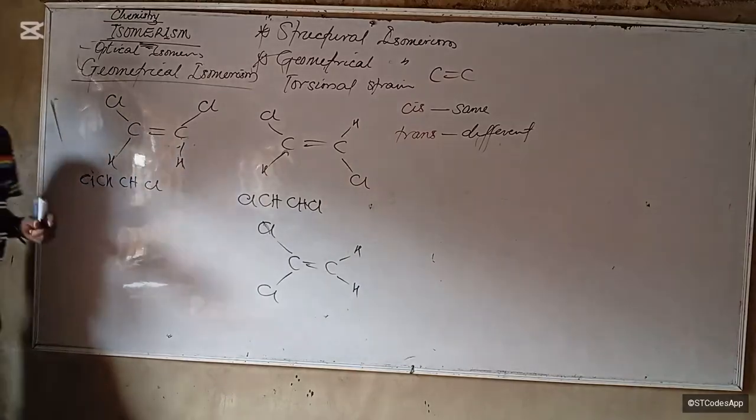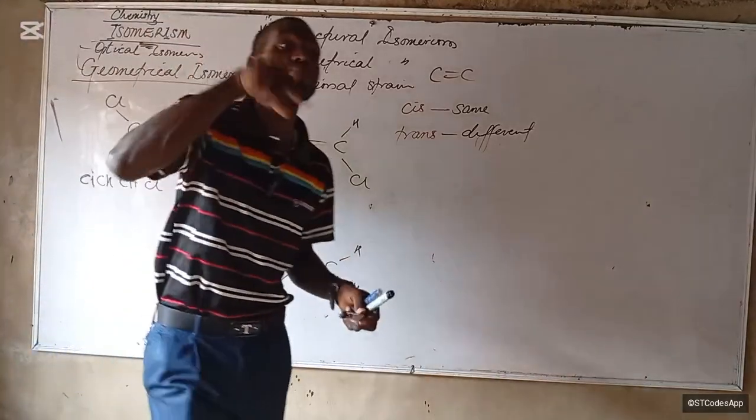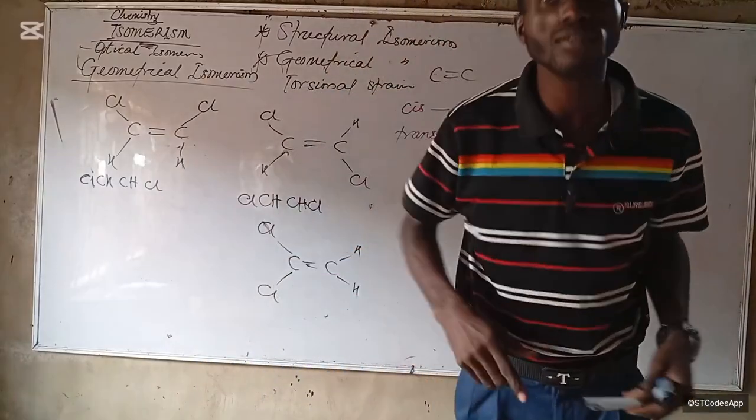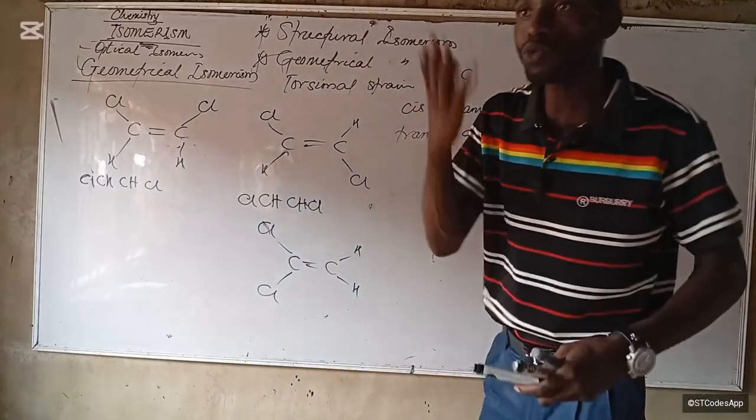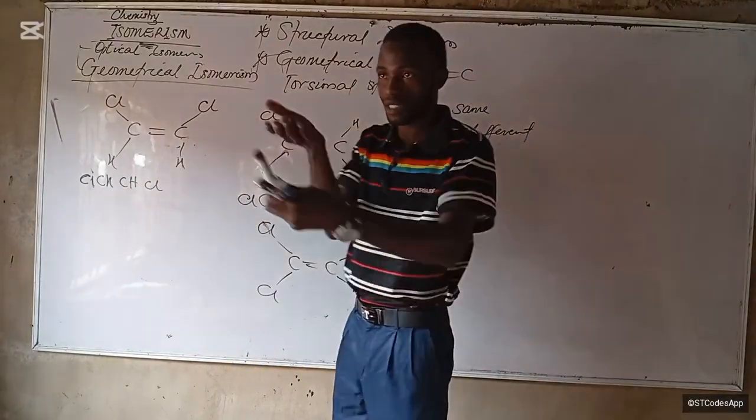How are they on the same side? They are on the same side of the bond, not of the carbon. So there are two sides of the bond. I mean, if you are rotating like this.